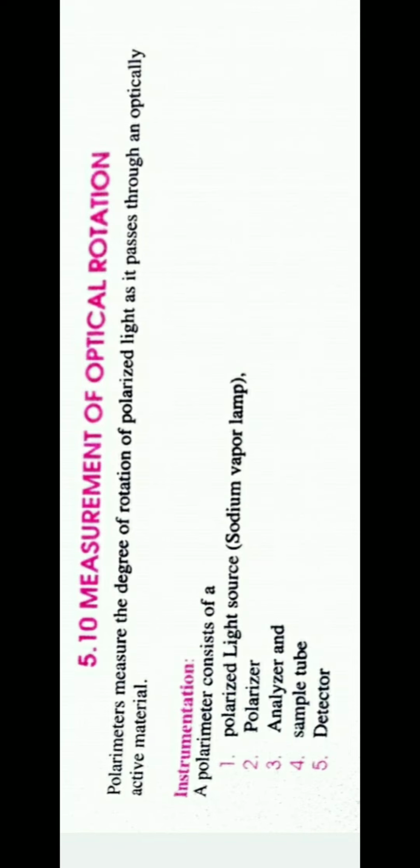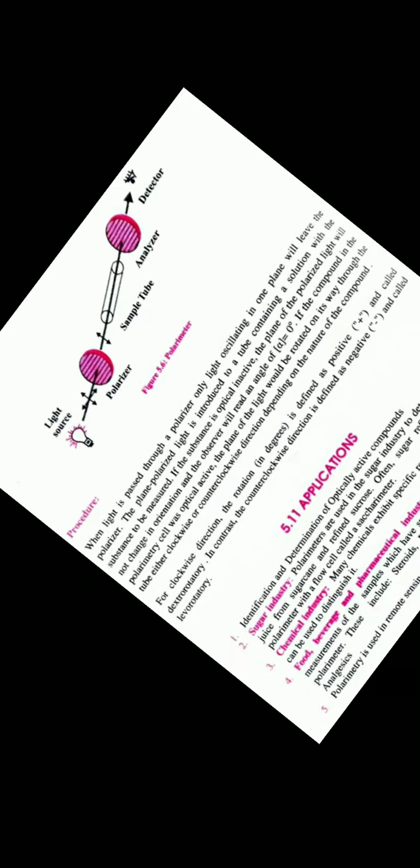Measurement of optical rotation. A polarimetry instrument is used for this measurement. The instrument has various parts. First is the polarized light source; a sodium vapor lamp is used. Second is the polarizer. Third is the analyzer. Fourth is the sample tube and fifth is the detector. So this is the simple polarimeter structure.